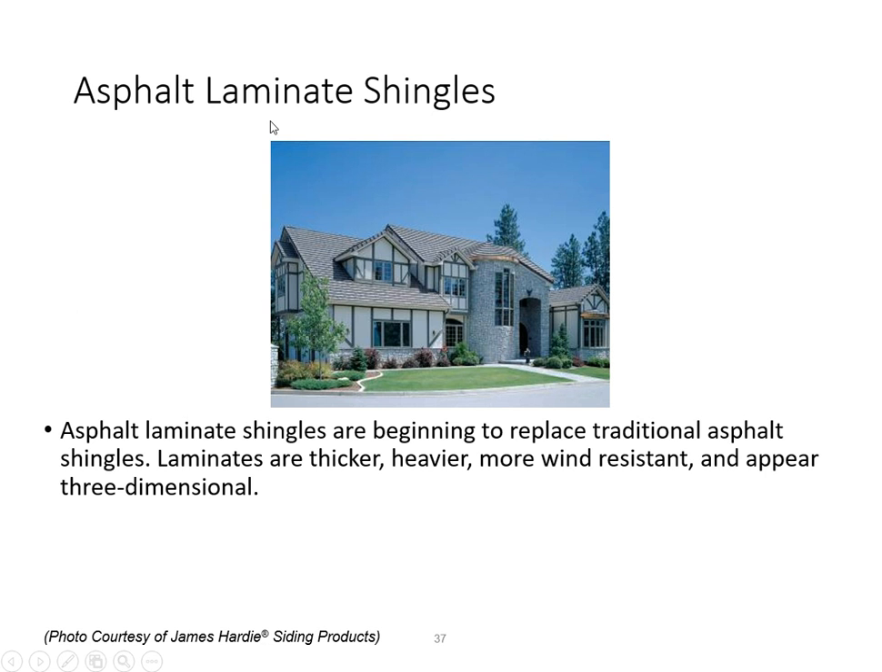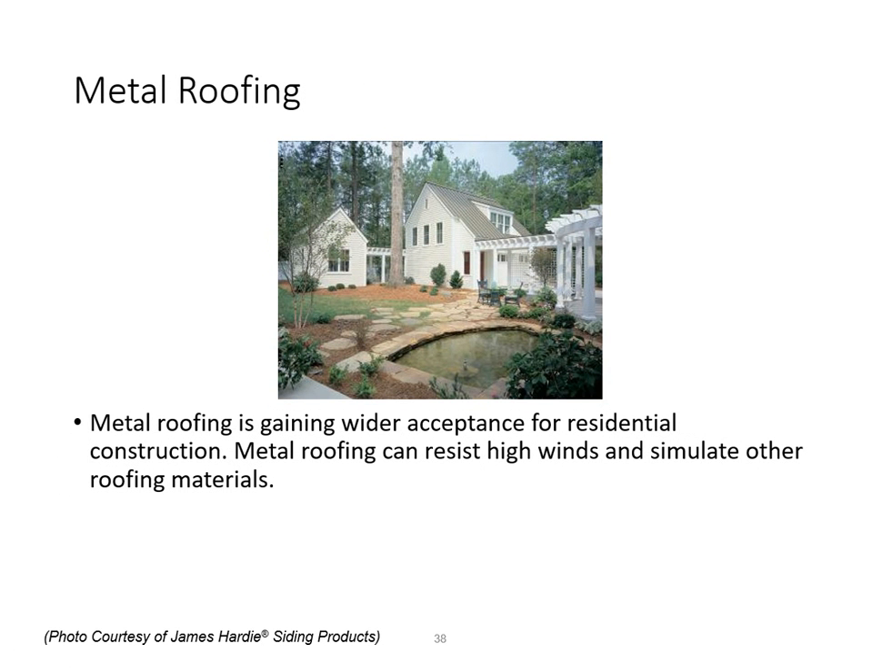All right. So here's an example of some of the, you've seen asphalt shingles. Okay. No big deal. The laminates are what I refer to as the architectural shingles. They have a different appearance to it. They look three-dimensional, things like that. And then there's other roofing types too.